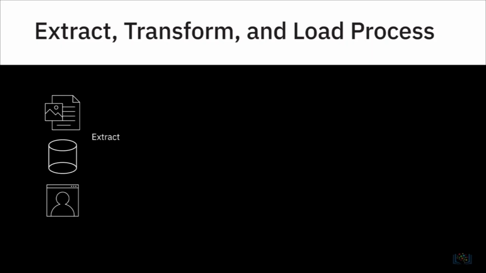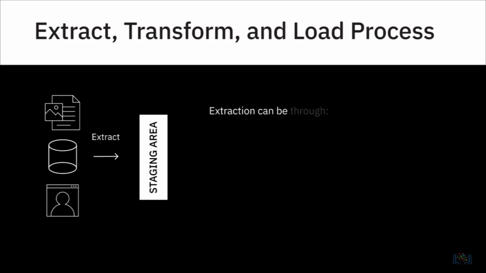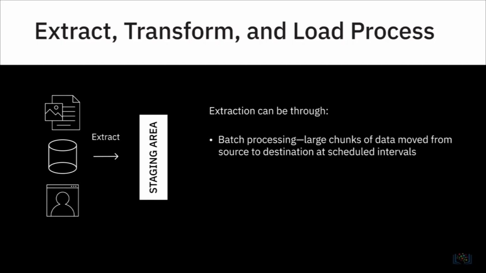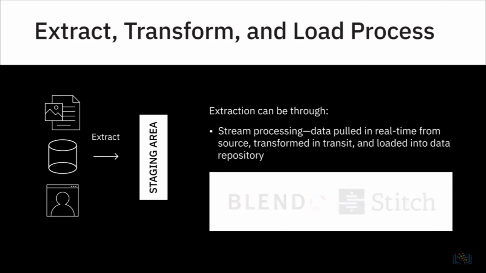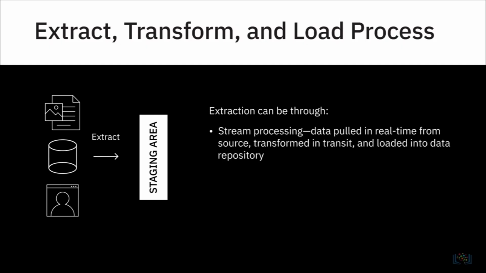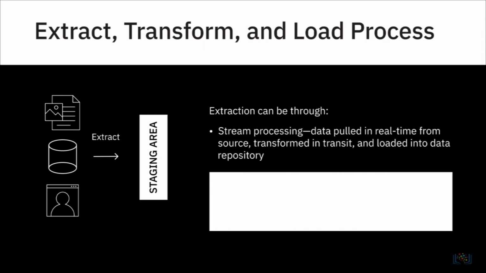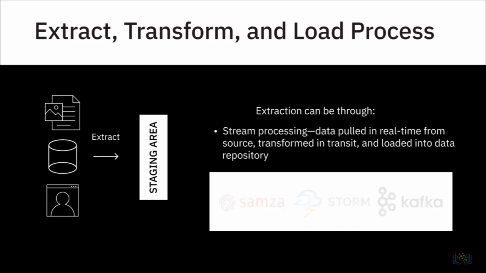Extract is the step where data from source locations is collected for transformation. Data extraction could be through batch processing, meaning source data is moved in large chunks from the source to the target system at scheduled intervals. Tools for batch processing include Stitch and Blendo. Or stream processing, which means source data is pulled in real time from the source and transformed while it is in transit and before it is loaded into the data repository. Tools for stream processing include Apache Samza, Apache Storm, and Apache Kafka.